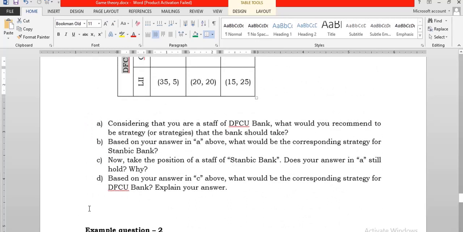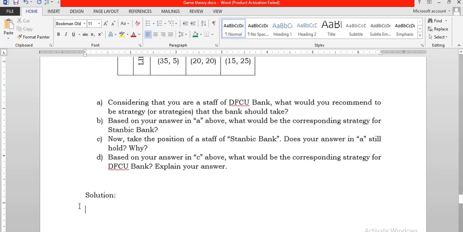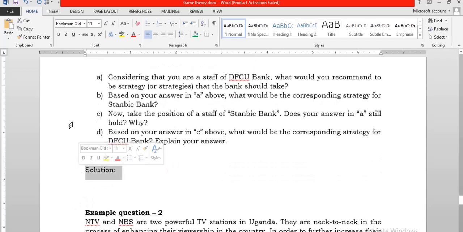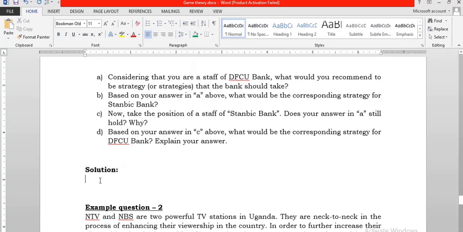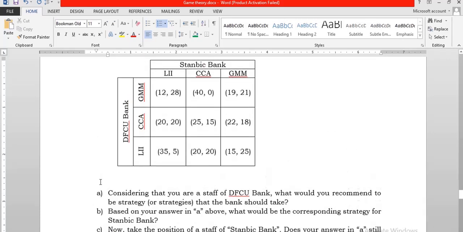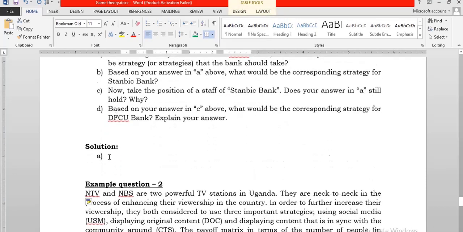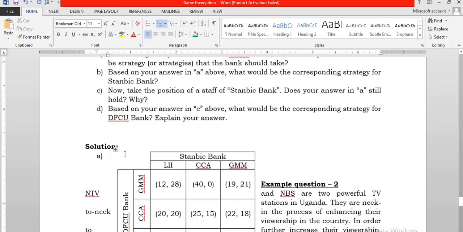Now this is a direct question and you're going to go through it together. I'm going to provide a solution here. So we're going to start with part A. It says, considering you're staff for DFCU Bank, what would you recommend to be a strategy or strategies that the bank should take? Now, what I'm going to do is copy this question here and paste it down here, like that.